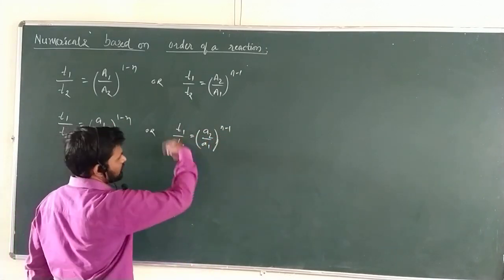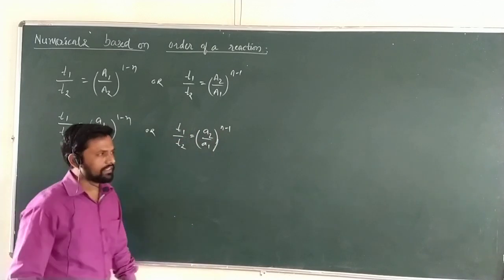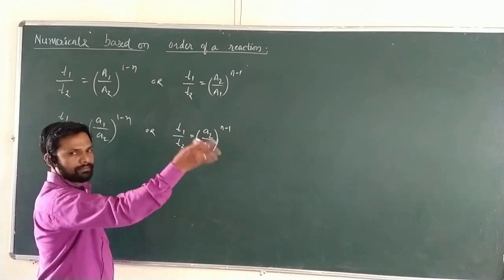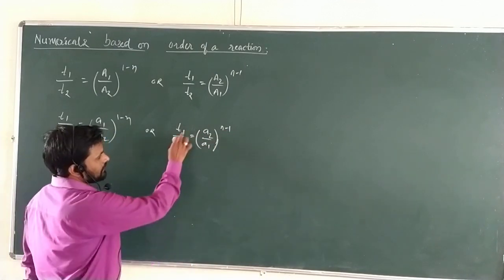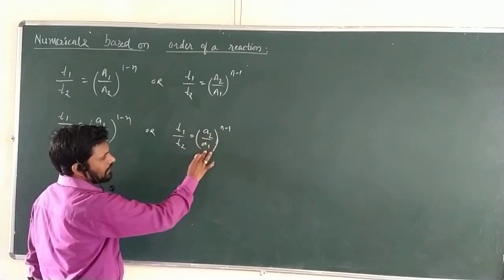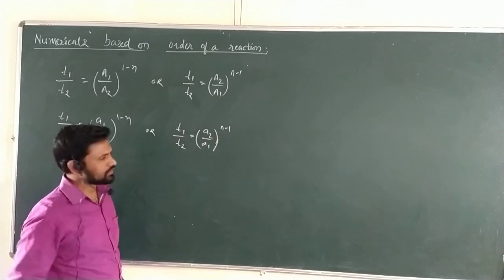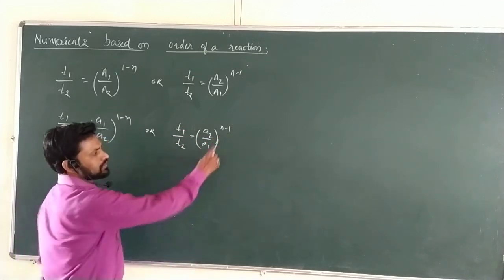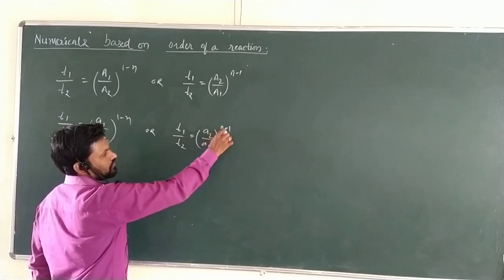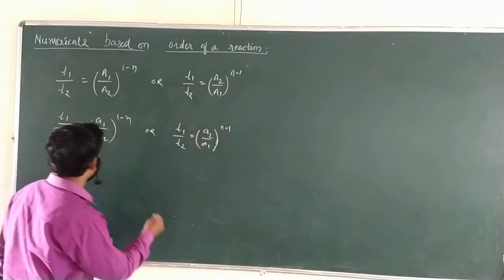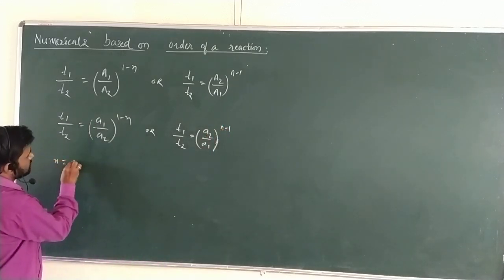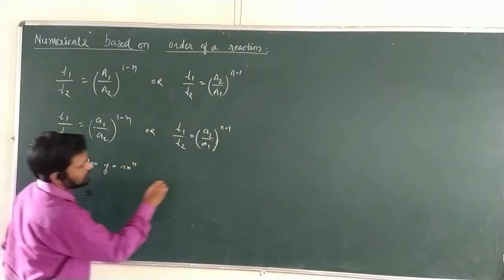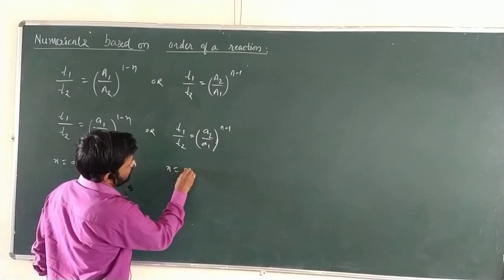This is a very simple formula, because with n minus 1, if you take the log, you can easily calculate n. If you want to find the order of a reaction, what is n here? n is nothing but the order of the reaction.